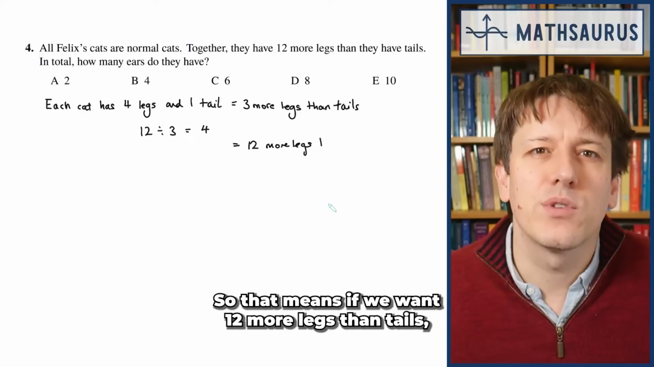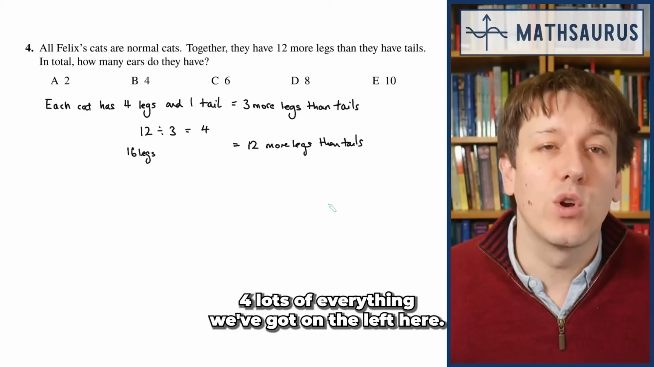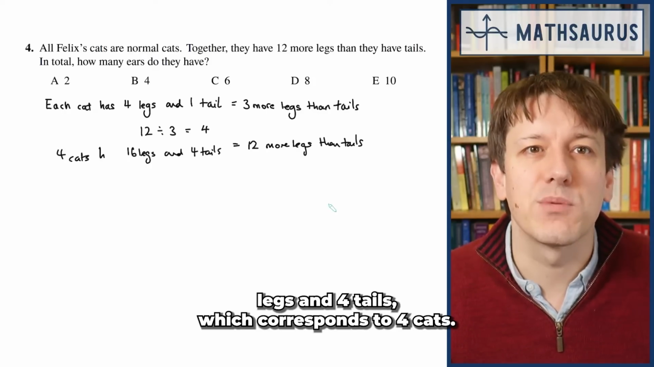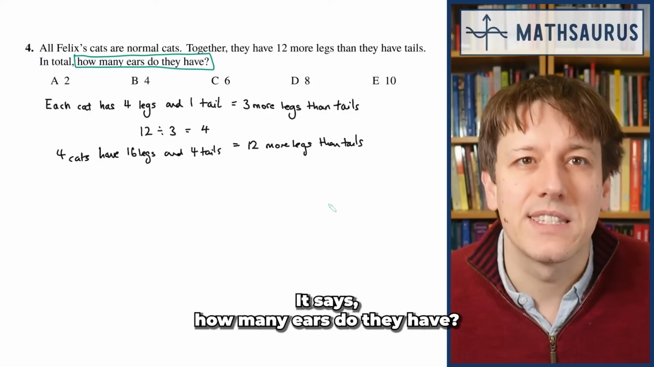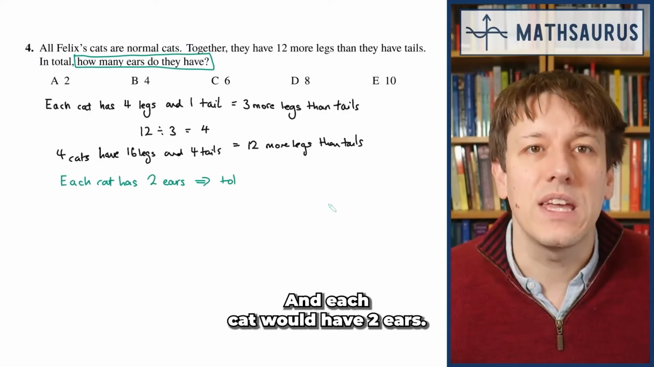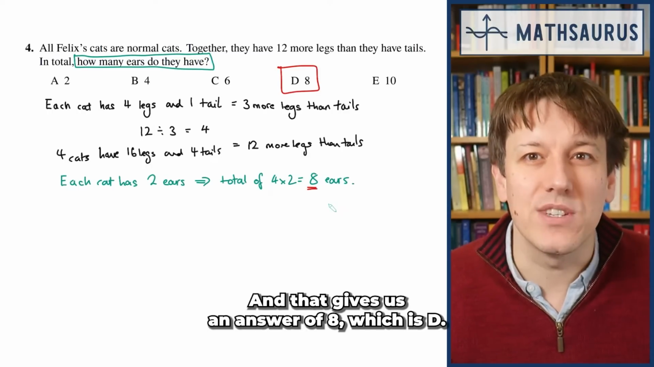So that means if we want 12 more legs than tails, that would be 4 lots of everything we've got on the left here, so that's 16 legs and 4 tails, which corresponds to 4 cats. Be careful here, the answer is not 4, it says how many ears do they have, and each cat would have 2 ears, so that means we'll have a total of 4 times 2, or 8 ears, and that gives us an answer of 8, which is D.